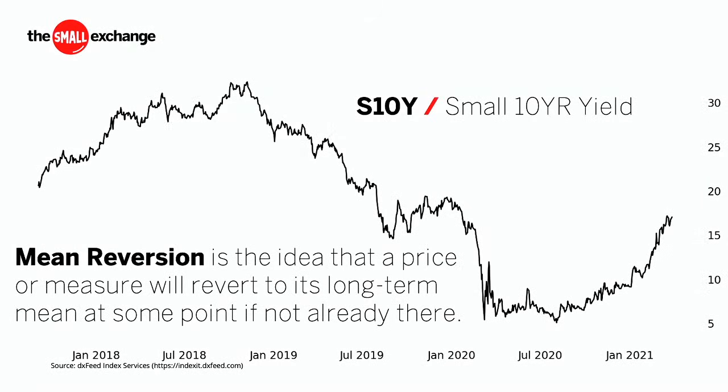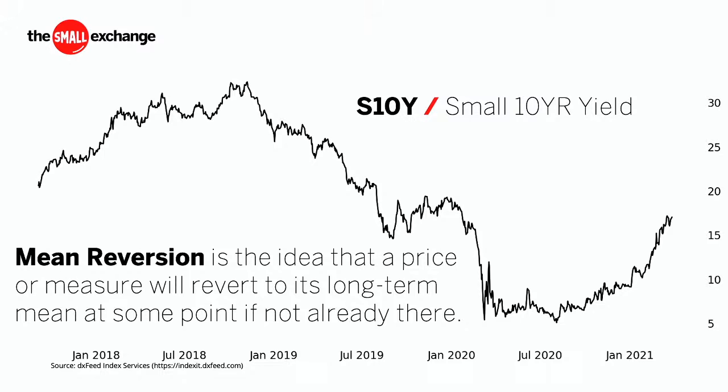Okay, we're back and we're getting into mean reversion, which is defined simply as the idea that a price or measure will revert to its long-term mean at some point, if not already there. Those of you who know what mean reversion is can already see that this is a prime example in the S10Y market. This is the 10-year yield, one of our really nice new products. It's the interest rate from the US Treasury. And what you see here is a really nice oscillation around the midpoint in the graph.